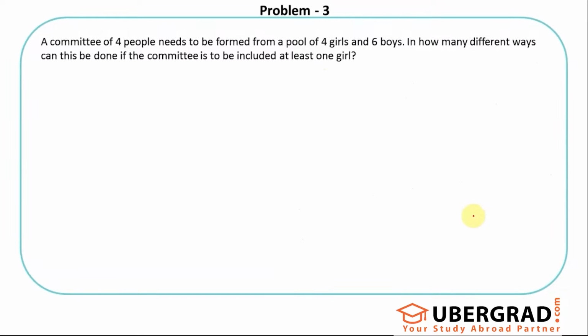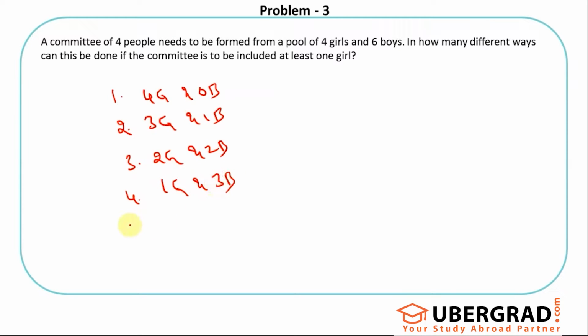So there's a committee of 4 people that needs to be formed from a pool of 4 girls and 6 boys. In how many different ways can this be done if the committee is to include at least 1 girl? I'm going to take a longer approach first to just show you, which we have discussed earlier. So 4 girls and 6 boys, I need to make 4 people. What are the options I have? 4 girls and 0 boys, or 3 girls and 1 boy, or 2 girls and 2 boys, or 1 girl and 3 boys, or 0 girls and 4 boys.